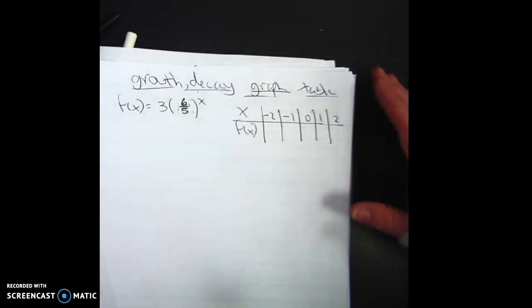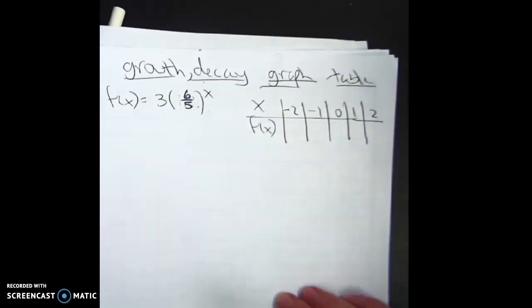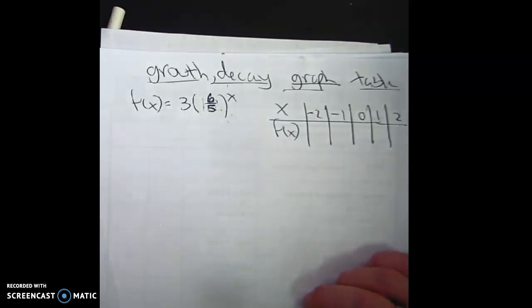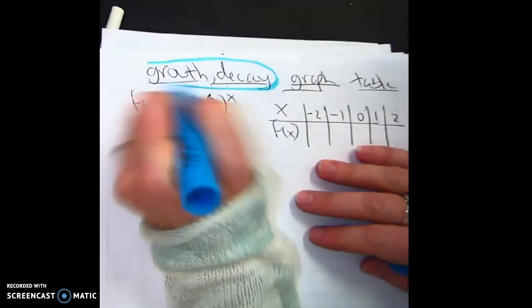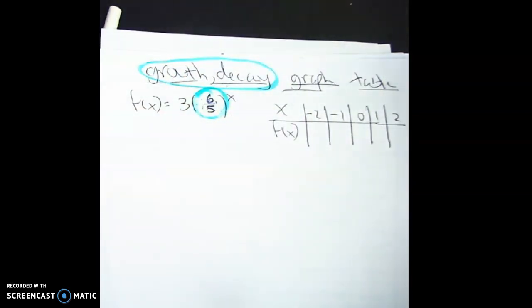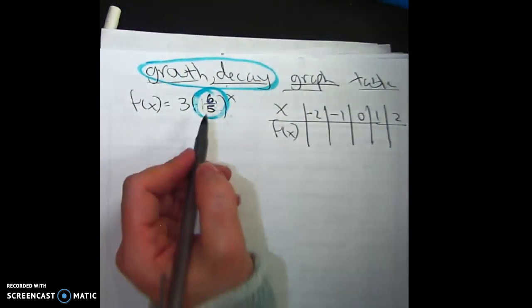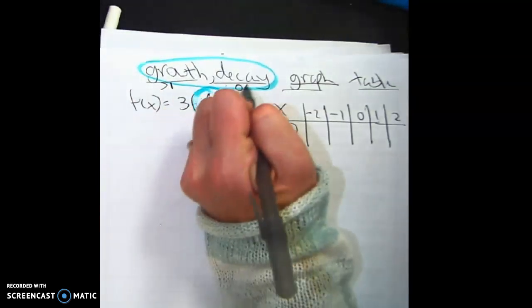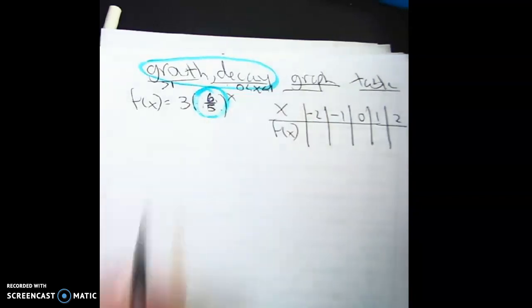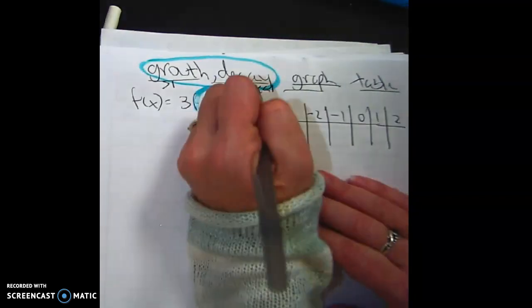So the truth be told, I can go on my graphing calculator and graph it, but of course, I'm going to do better than that. Well, let me start here. I need to know if it's growth or decay. It's all based on the base, okay? The base, if it's greater than 1, it's growth. If it's between 0 and 1, it's decay, okay? I'm going to say the b.